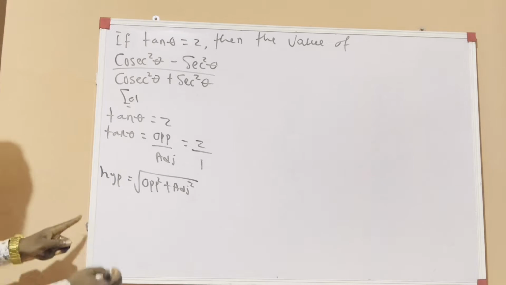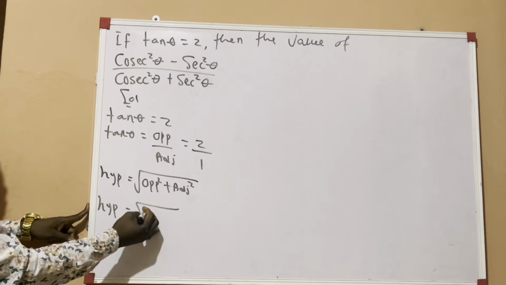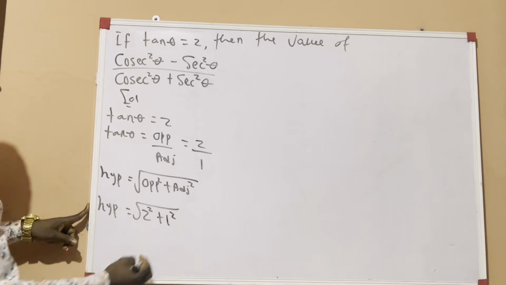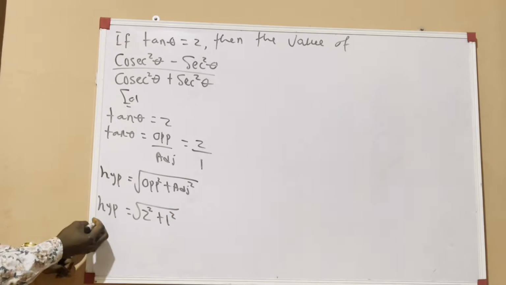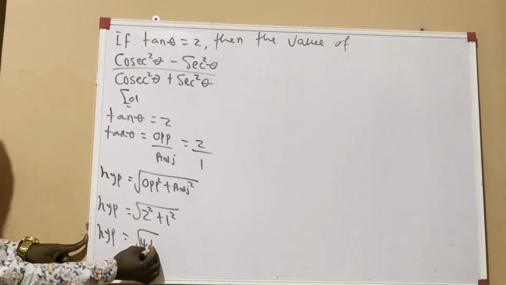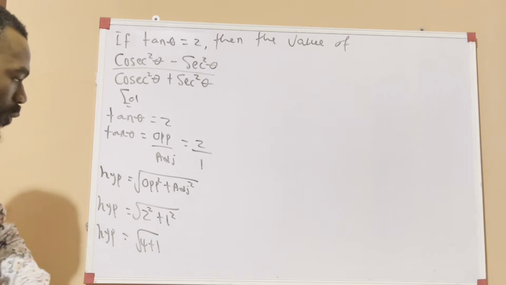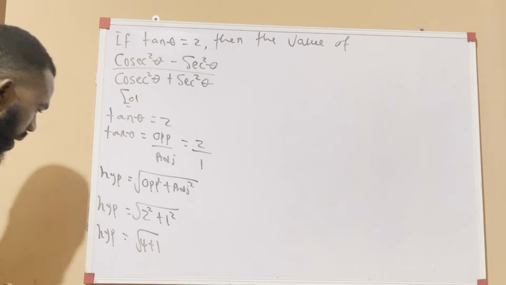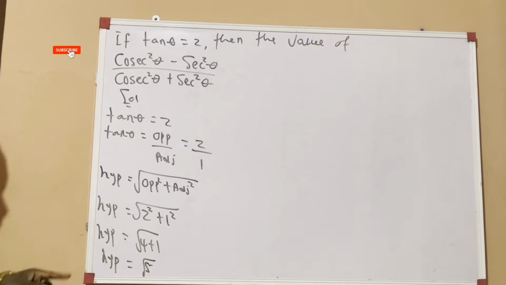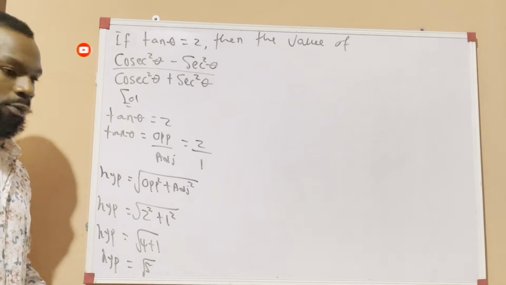Alright, so let's see what we can do. Now hypotenuse becomes the square root of opposite, here is 2 raised to the power of 2, plus adjacent is 1, also raised to the power of 2. So here hypotenuse is equal to the square root of 2 raised to the power of 2 is 4, and 1 raised to the power of 2 is 1. 2 raised to the power of 2 means 2 times 2, and 1 raised to the power of 2 means 1 times 1. And of course, my hypotenuse is equal to the square root of 5. Let us leave it like this. Let us not leave it in decimal. Let us use it in the root form, root 5.